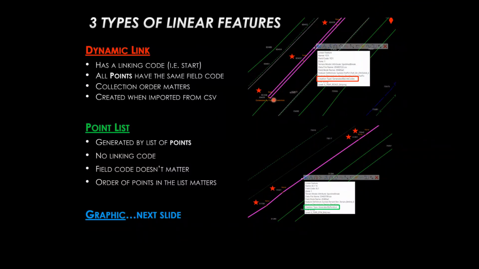Those are generated by link code, so the collection order matters. The point numbering matters as you go up or down, and they have to have that linking code. So for pointless features, if I look down here in my lower right image, you can see that the point numbers are not sequential.